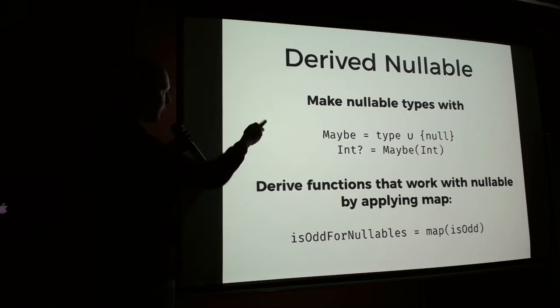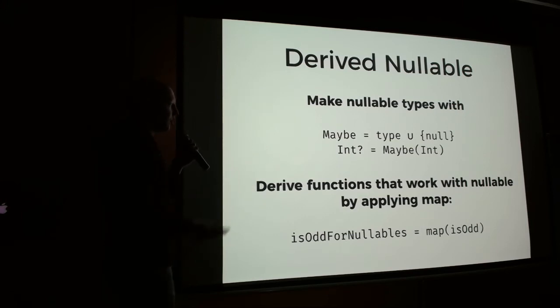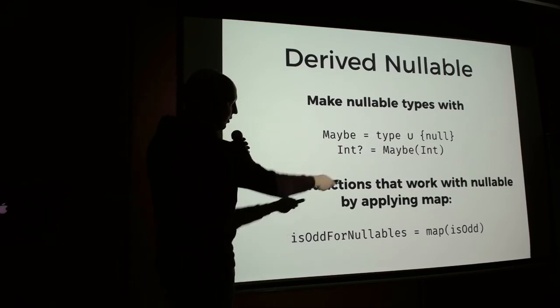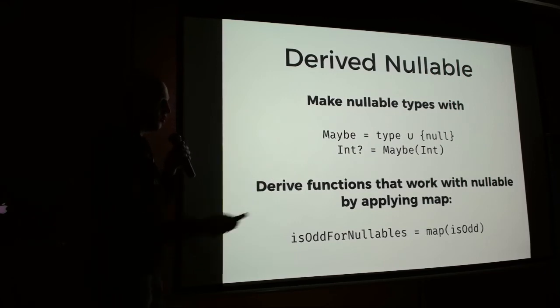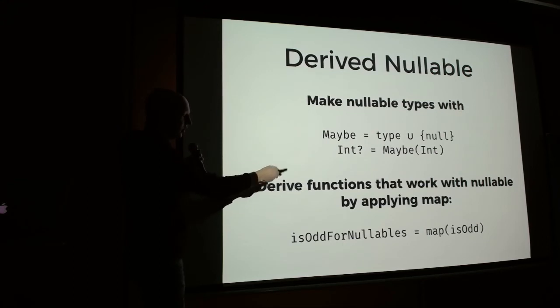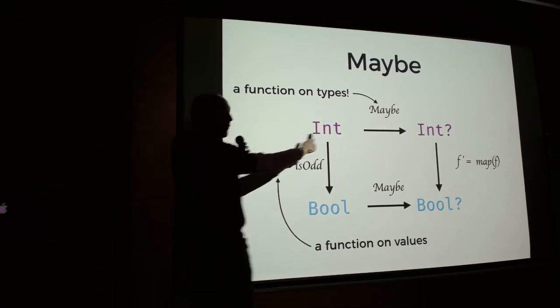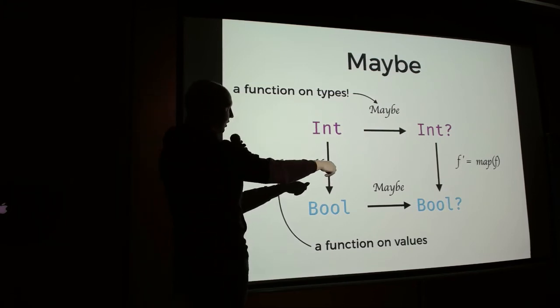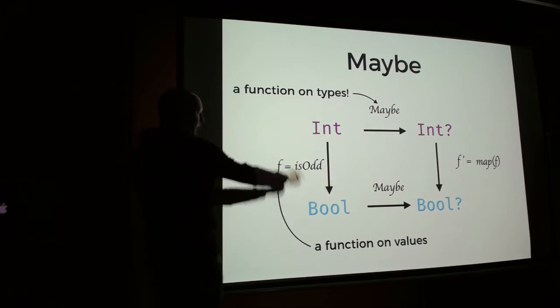And okay, we transform the types, but we also want to preserve the operations on the original types, right? So how do we do this is-odd for nullables? We just apply map for Maybe to is-odd. And we can still use the original function. And that's kind of the whole idea that we get types using functions, right? Because Maybe is a function on types. And we get new functions on those new types automatically based on the existing functions.